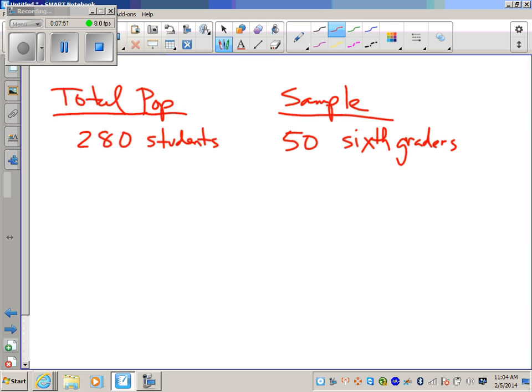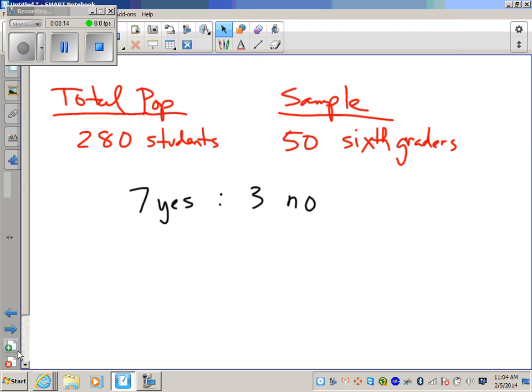Now the question: should the students write to their state representative about funding for the municipal zoo? For every 7 yes responses, they had 3 no responses. All right. Now, question number 1, we got all the information that we need. Question 1: based on the results of the 6th grade survey, can you conclude that more than 100 of the students in the school would write to the state representative?